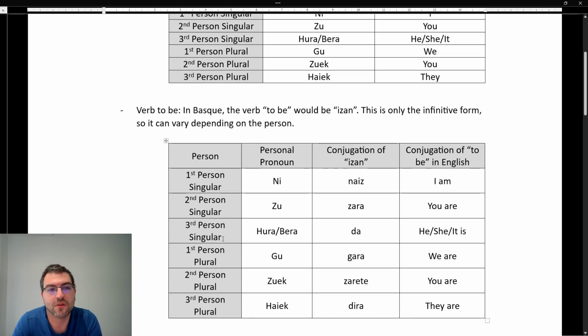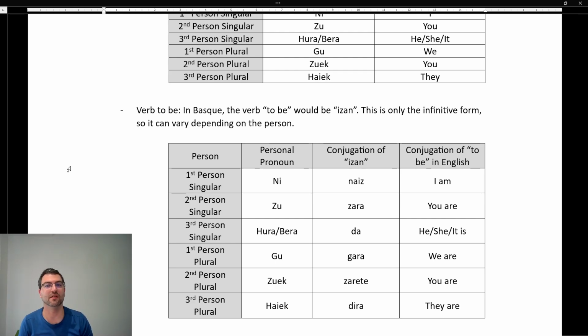Well, afterwards we will learn the verb to be. The verb to be in Basque is the verb izan. Izan is just used like to be, so it's quite easy. It's in the infinitive form in Basque. In English it's not the same, because the R is repeated, but in Basque, like in Spanish, for example, it changes depending on the person.